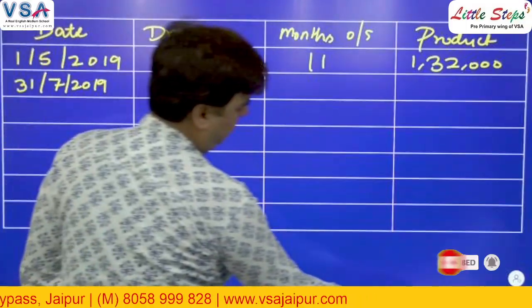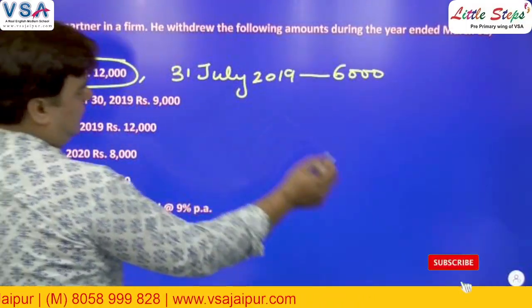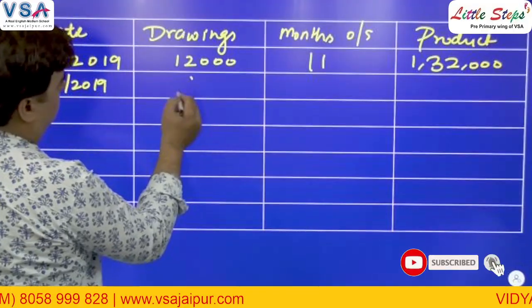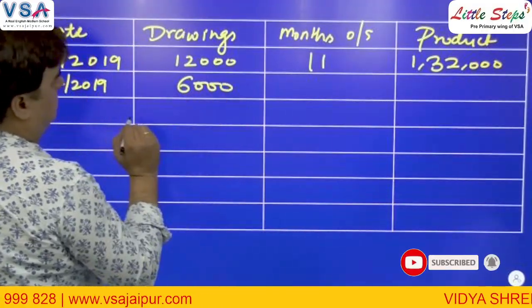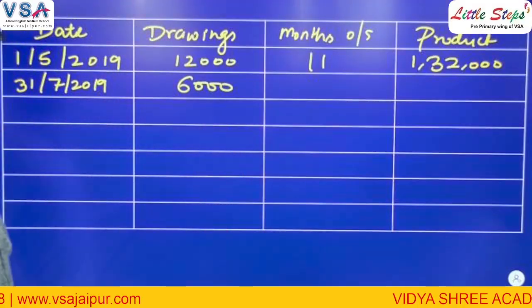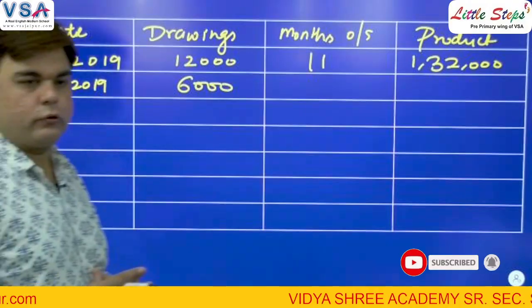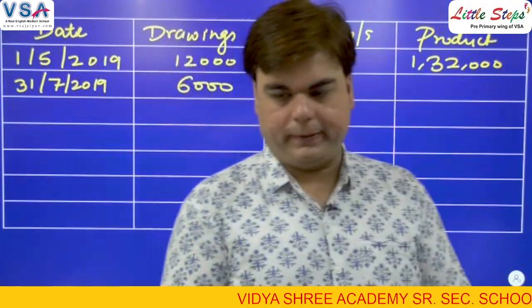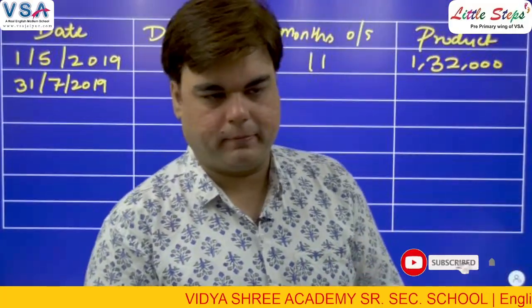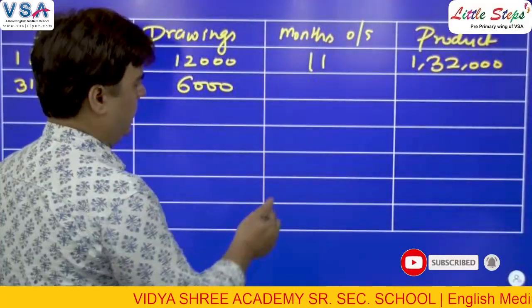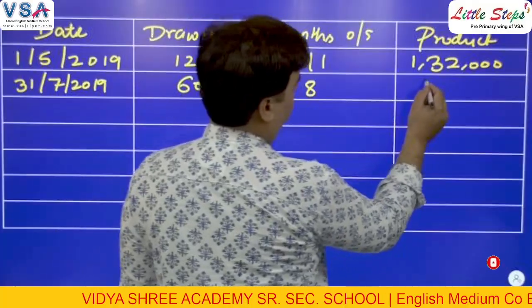and the amount of drawing is 6,000 rupees. Right? How many months are outstanding? So the drawing has been made on 31st of July. So after July, we have August, September, October, November, December, January, February and March. 6 8s are 48.